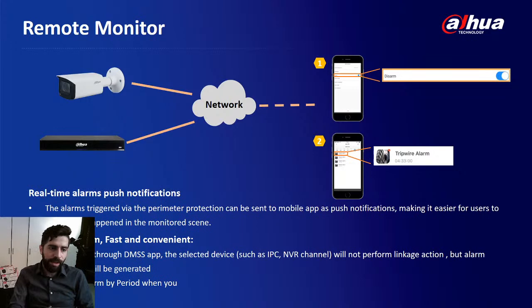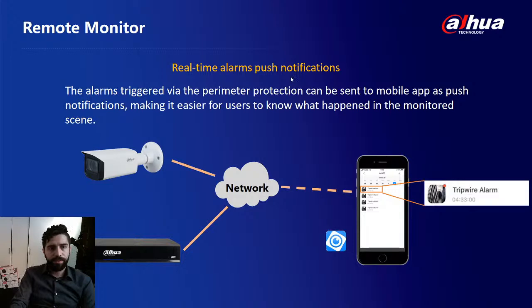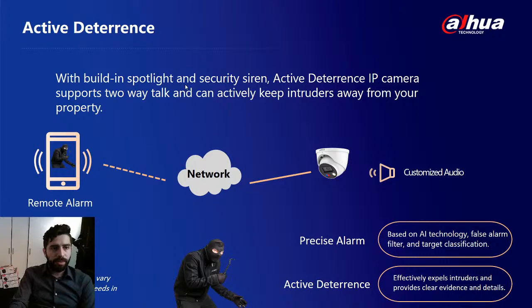We have already talked about the real-time push notification. Active deterrence with a built-in spotlight and security siren also supports two-way talk and can actively keep intruders away from your property. So this is the remote alarm. It sends to you that somebody is trying to approach. You get precise alarms based on AI technology, false alarm filter and target classification. So it tells you this is a human. You can customize audio, such as please leave the area, or you can start a two-way talk with him, saying please go and leave our area or I will call the police, for example. The camera can also trigger the red and blue lights.